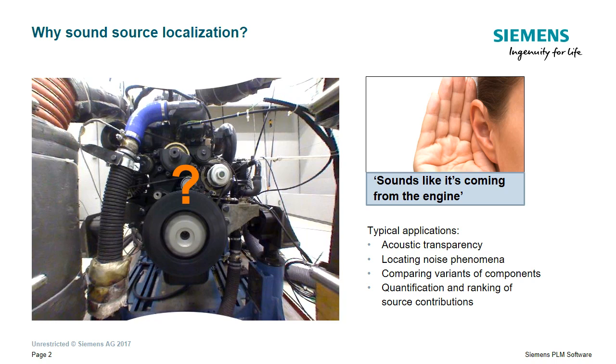Sound source localization tools have typical applications that solve issues with acoustic transparency. They try to localize noise phenomena, but also try to compare variants of different products, different components, to decide which one's best. And also, they can be used to quantify the contribution of sound sources to the overall component, but also to rank them in order of importance.